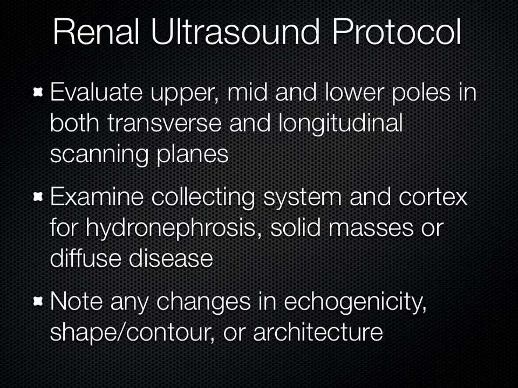You can look at them in their long axis, and then you want to flip the probe 90 degrees and look at them in their short axis. And you basically assess the whole system for its architecture, its echogenicity, its shape, its contour. You don't have to worry so much about the pathology this year. That's really for next year. But eventually you're going to be looking for problems in the collecting system, in the cortex, cystic structures, solid masses, and diffuse disruptions in the kidney, things like that.